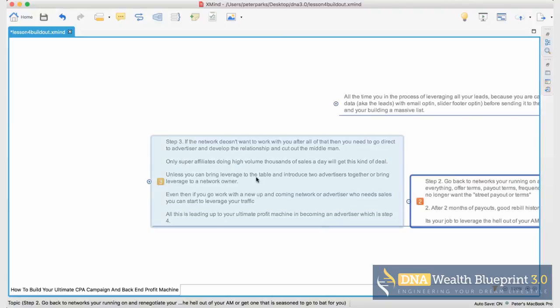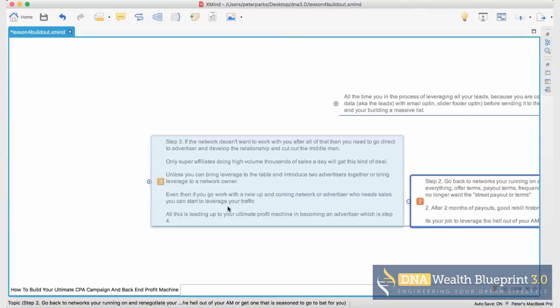So another way that this can work is if you want to work with a new up and coming network or an advertiser who desperately needs the sales, you can start to leverage your traffic. There are CPA networks that are up and coming all the time. There are advertisers that are always coming into the space. They want an influx of cash because they need to recoup some of their investments, because they're now tying up a lot of their capital.